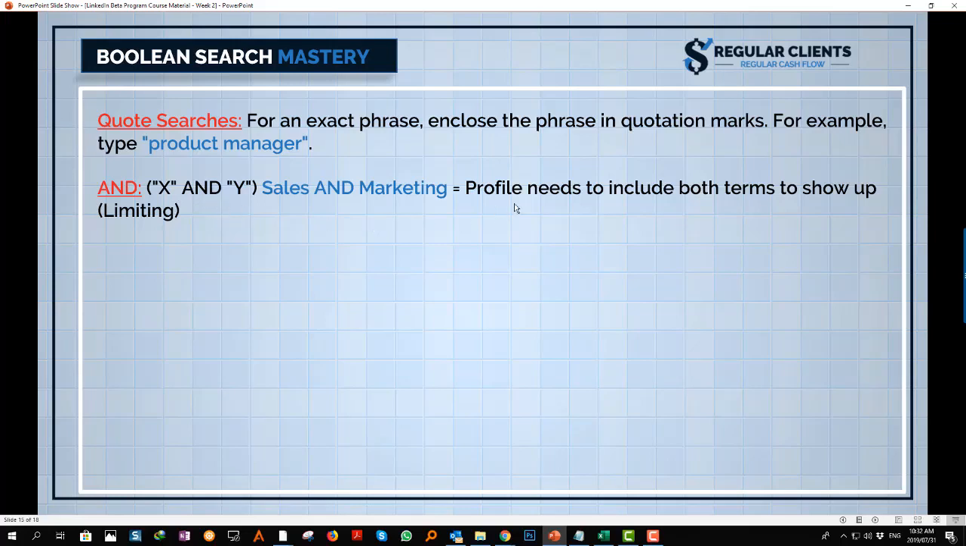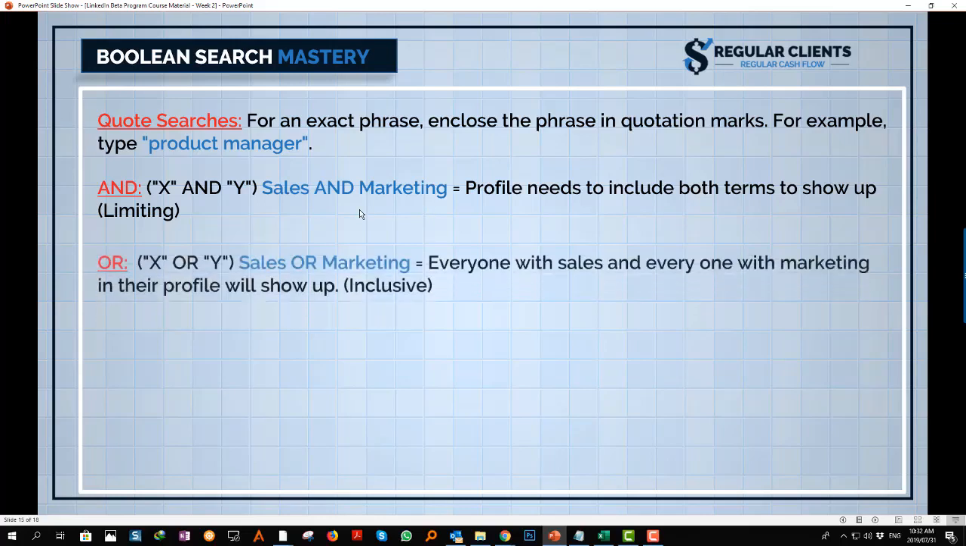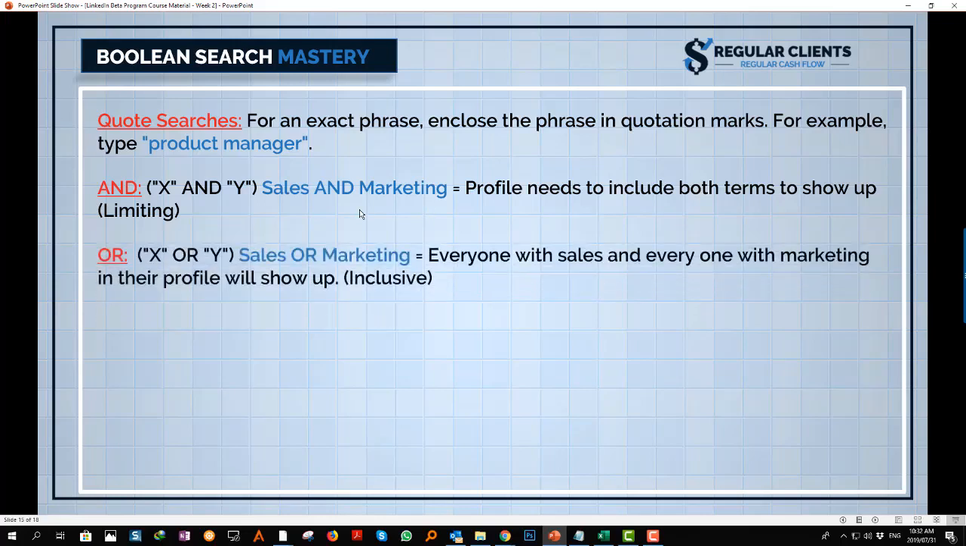So what this would mean is that the profile that we were going through would have to include both the words sales and the words marketing. Then the next one, as you would probably imagine, is the OR search string. So there it can be either or. So as we're going through, instead of it having to have both, it could have either sales or marketing, and if it has either one of those, it's going to show up in our searches. And you'll see as you start playing with this, all of these become particularly important at some point or another.